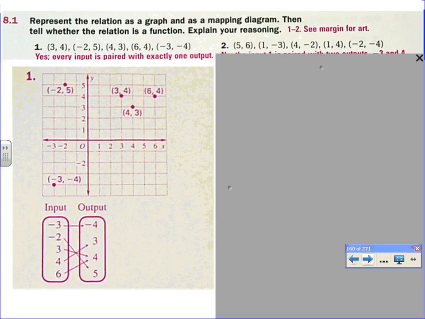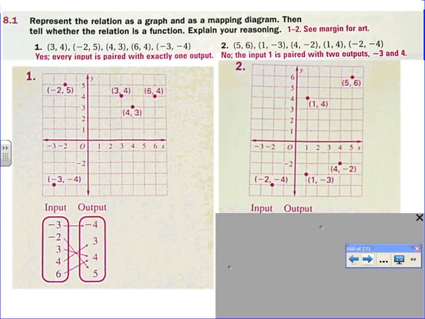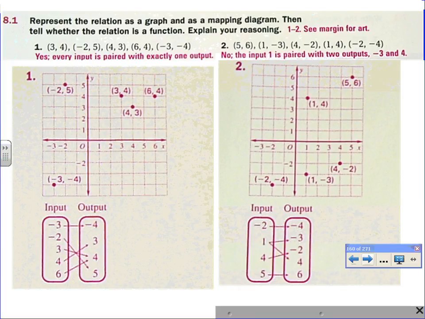So, number 2 is not a function. There are repeats in the X column. There are 2 ones. Right, so it's not a function because they have 2 1s, but they do not go to the same output. They go to -3 and 4.